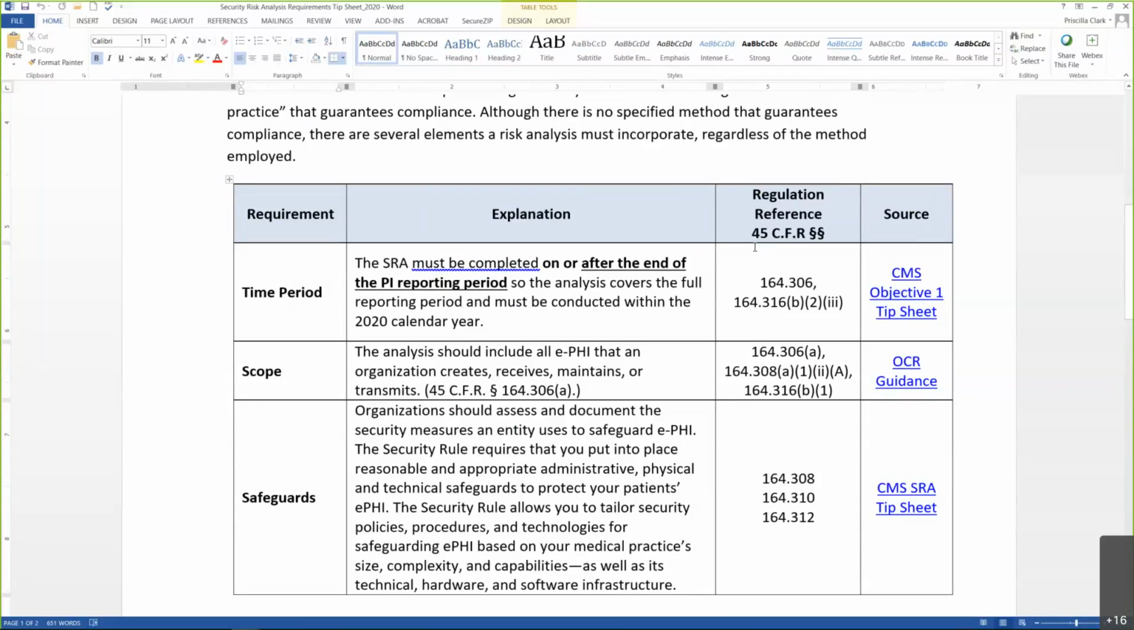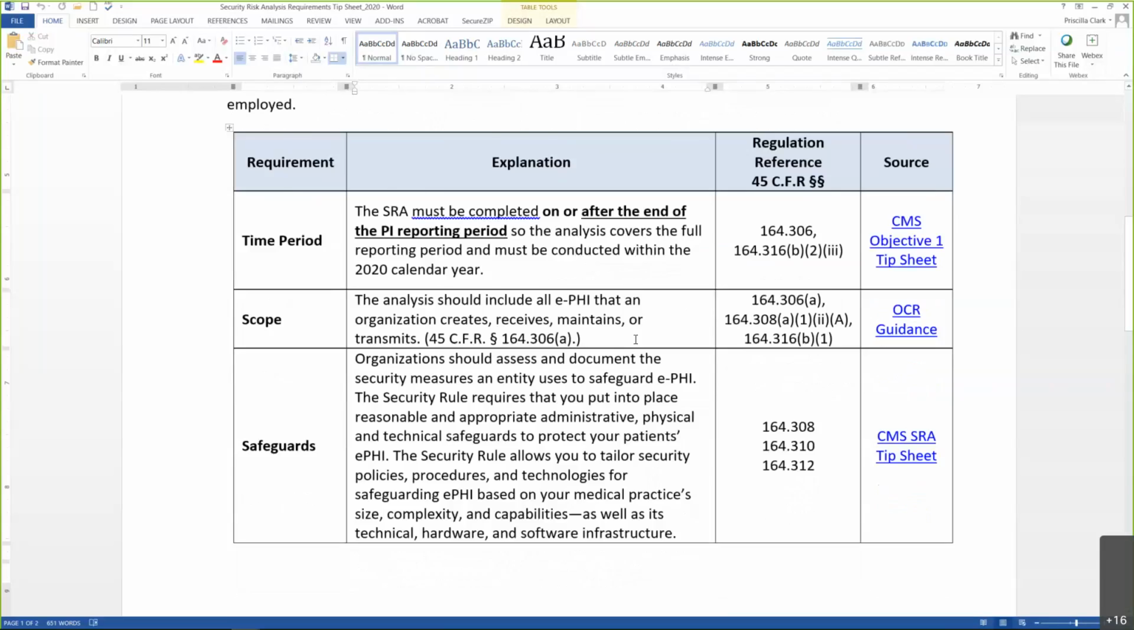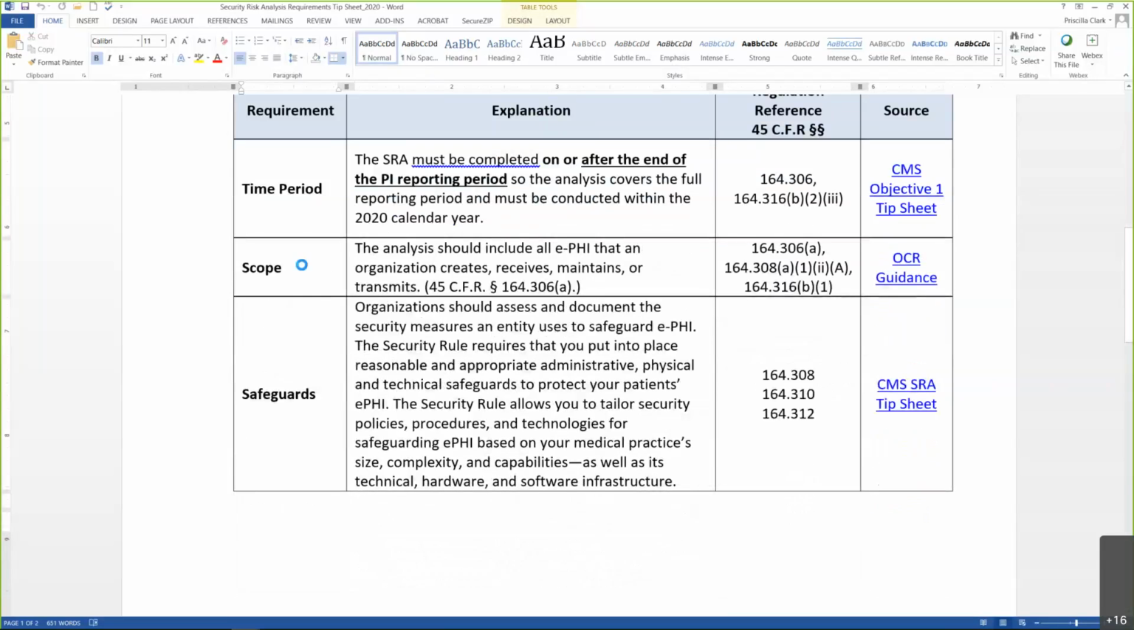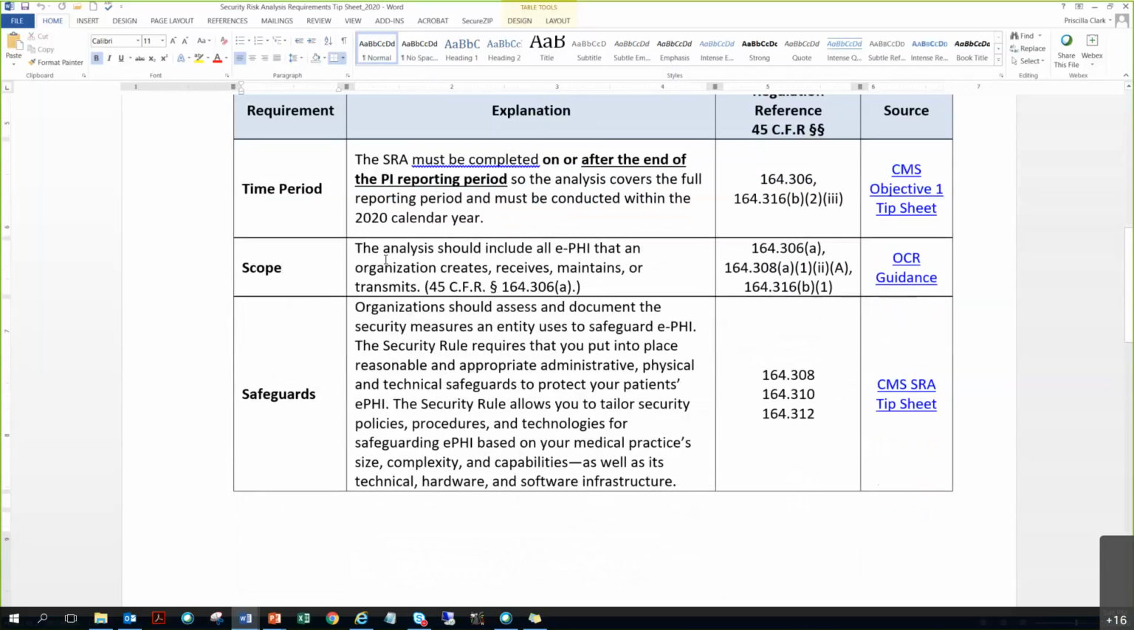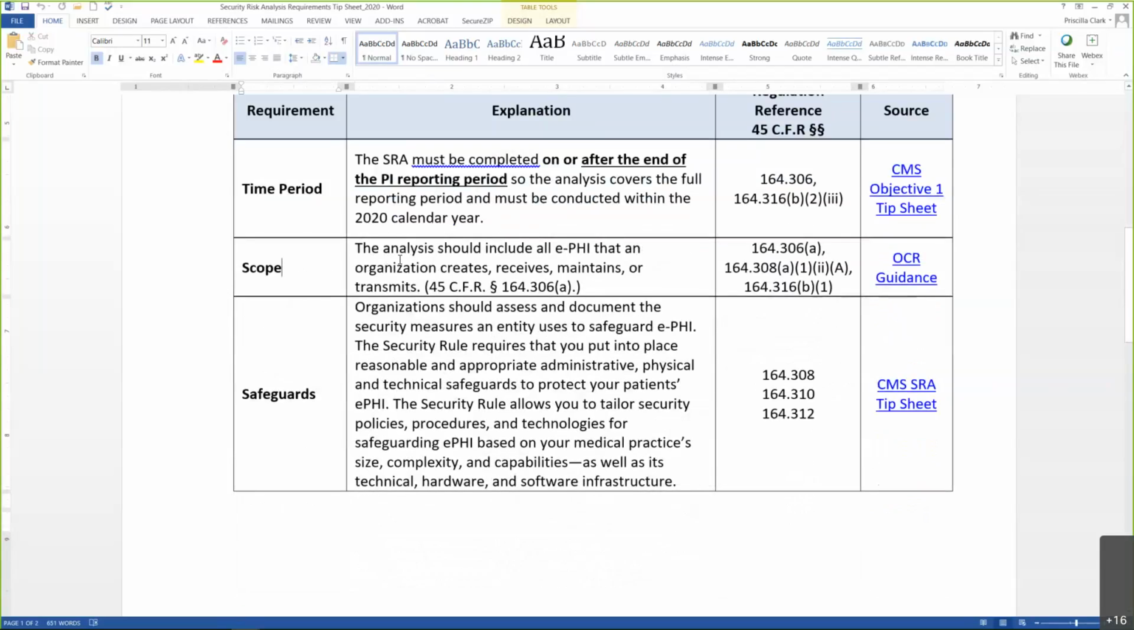As you can see in this column, regulation references, it references where in the final rule we pulled these requirements from. So it's showing that CMS is requiring these practices to meet these requirements. The scope, that's going to be the asset inventory list. The analysis should include all electronic PHI that an organization creates, receives, maintains, or transmits. And it also points out where that guidance is.